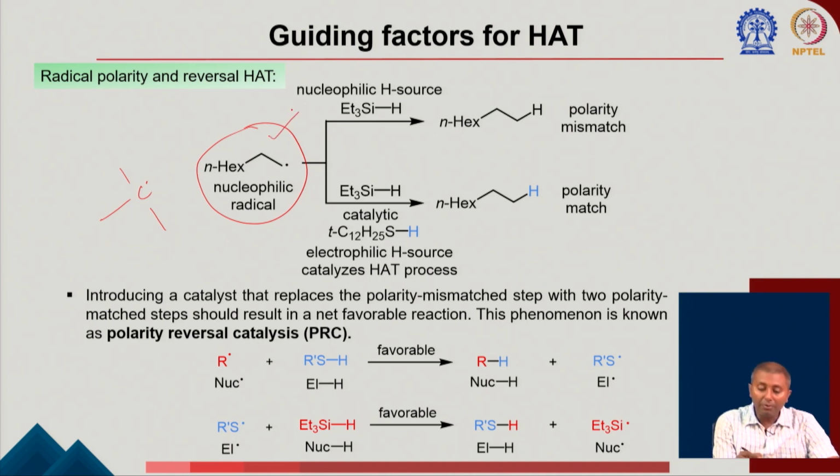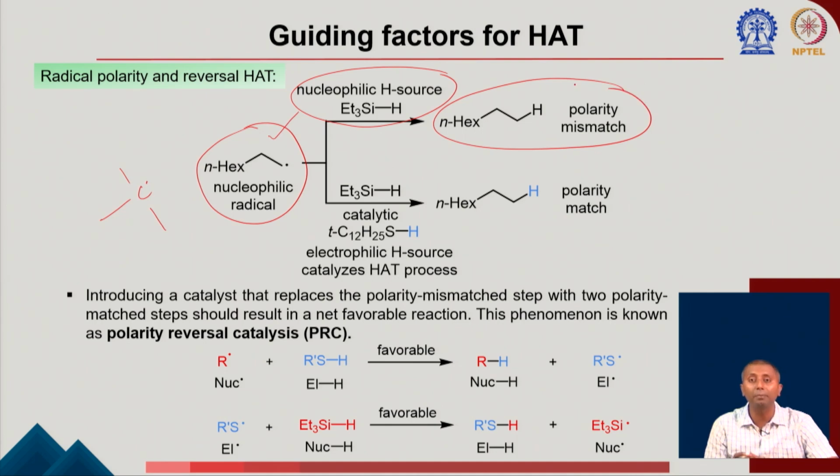So, now if you want to abstract a hydrogen from a nucleophilic hydrogen source like triethylsilyl hydride, or you can see tributyltin hydride also, then what is going to happen? There is a polarity mismatch. As I was telling you, the nucleophilic radical will prefer to abstract from an electrophilic hydrogen source. So, how to solve this problem? How to get this reaction going? The only way to get this going is if you can put some thiol here.